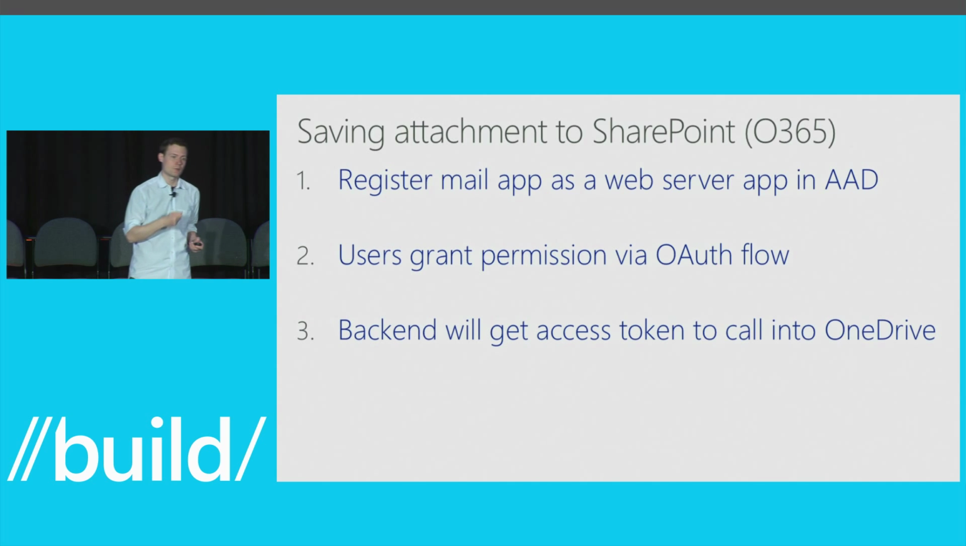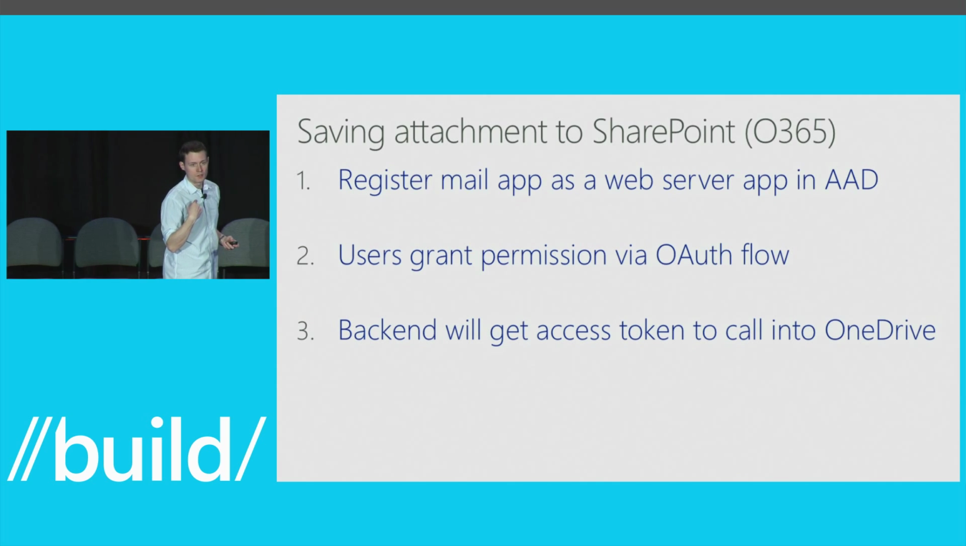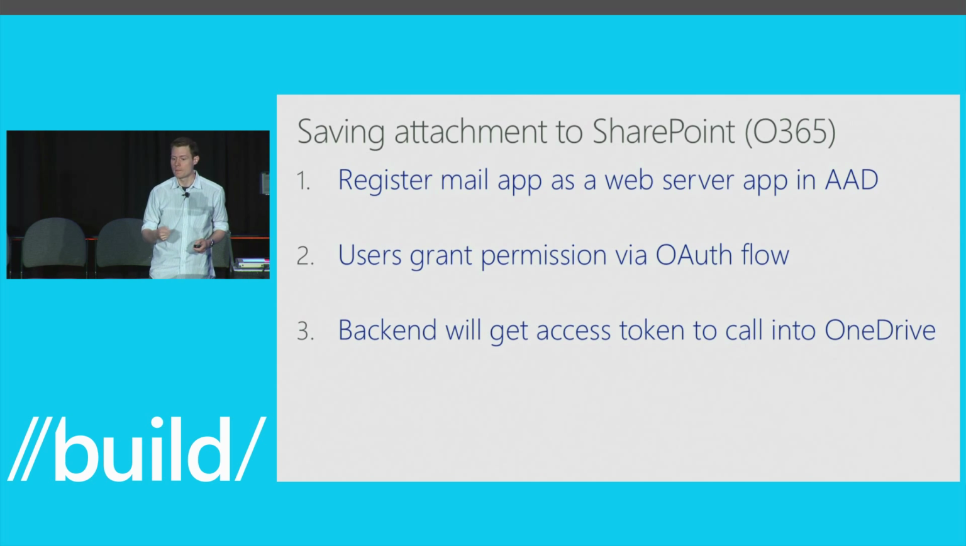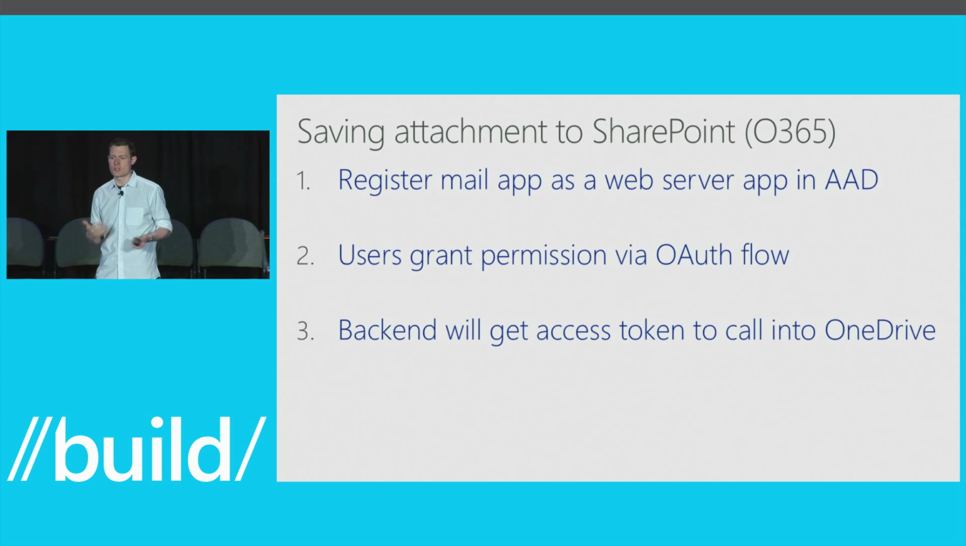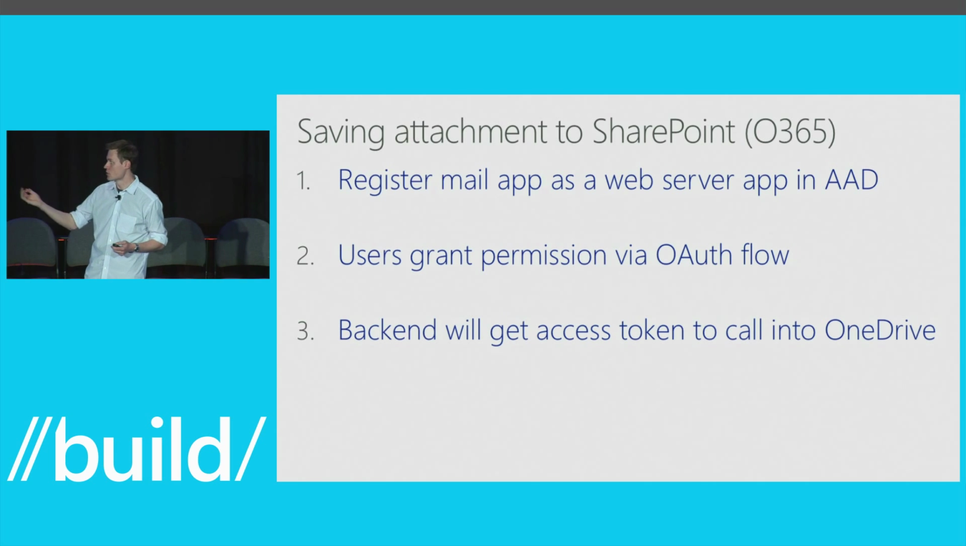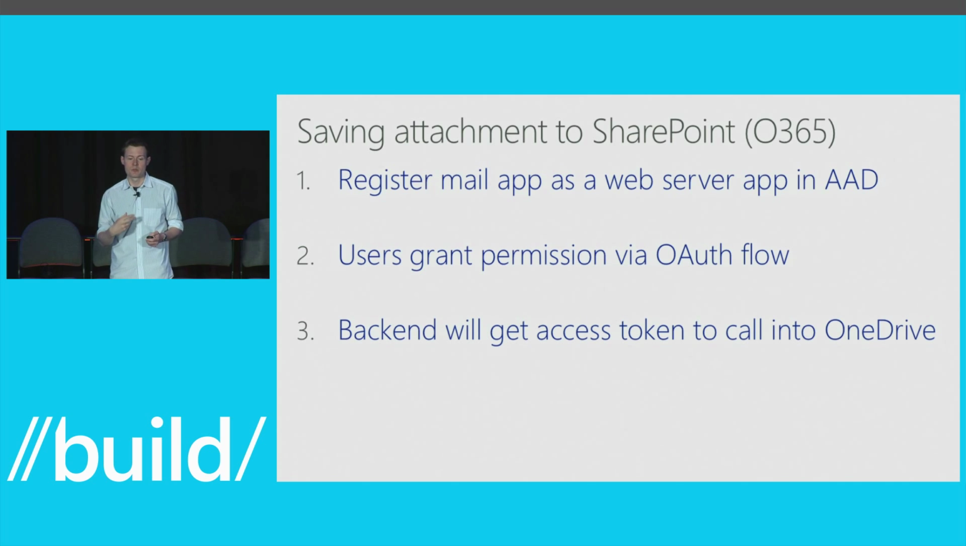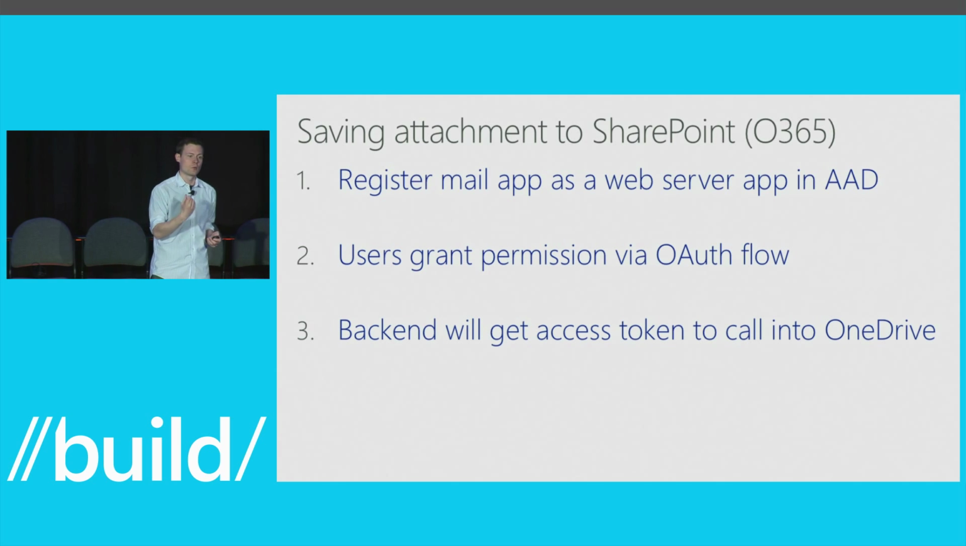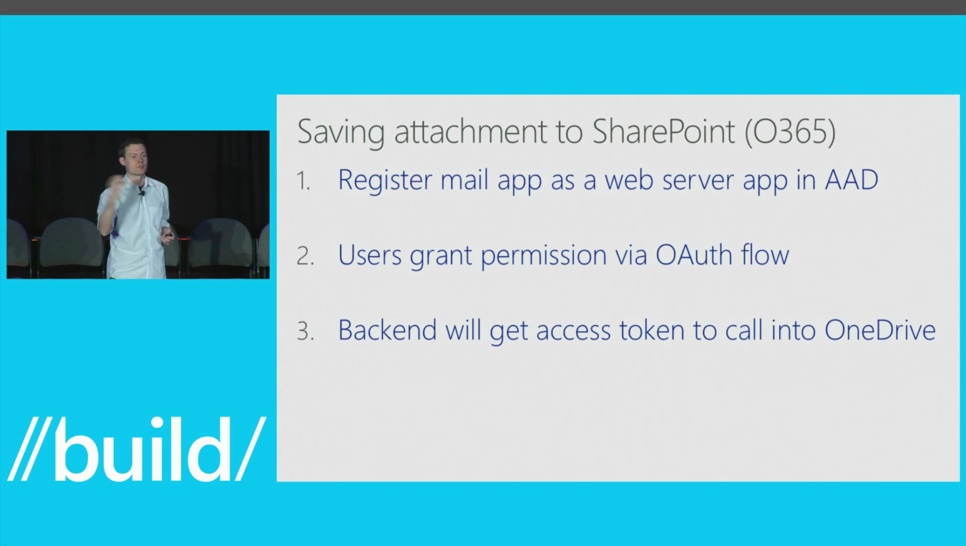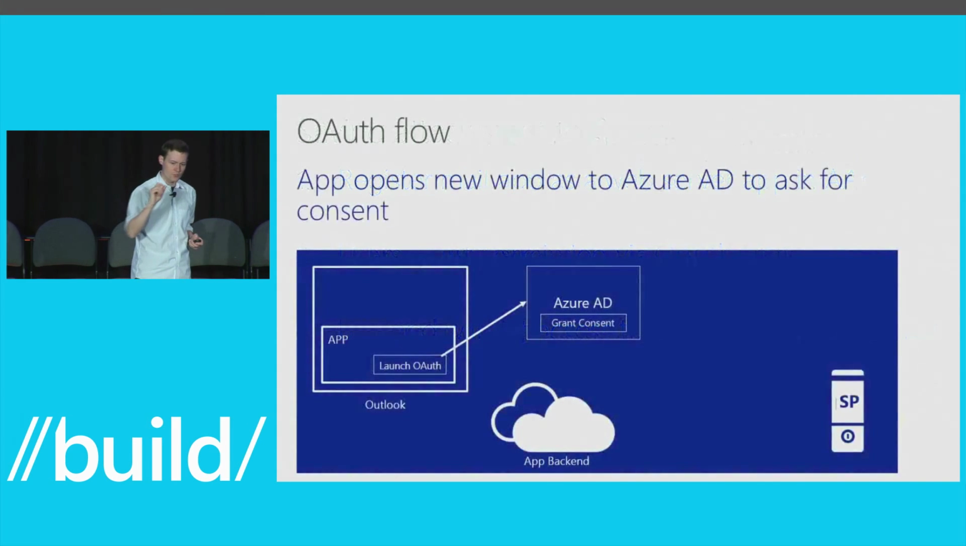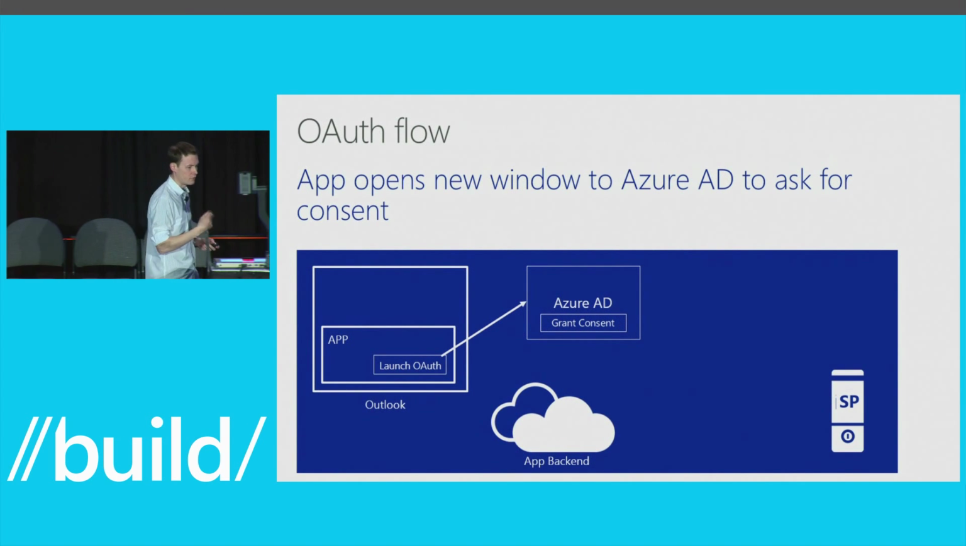The second part is that we have to implement an OAuth flow. And the final part is that once we do the OAuth flow, and this is just a very standard OAuth flow that you must be familiar with in order to authenticate, the backend will have a token that it can call into SharePoint to save this file. The really interesting part is how do you do this OAuth flow?